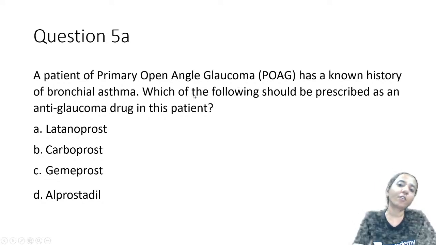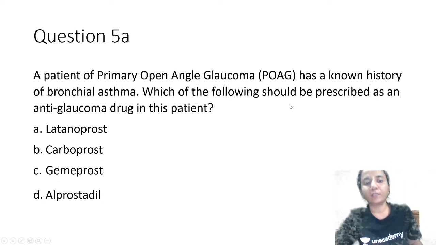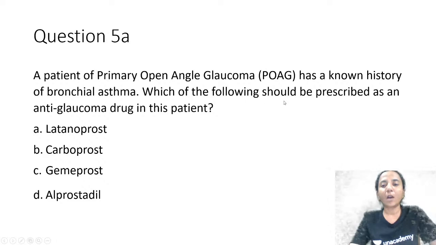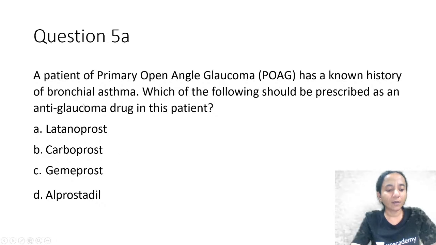A patient of POAG has a history of bronchial asthma. Now, which of the following should be prescribed as an anti-glaucoma drug in this patient? Latanoprost, carboprost, gemiprost, alprostadil. Which is the one that should be used as an anti-glaucoma drug?